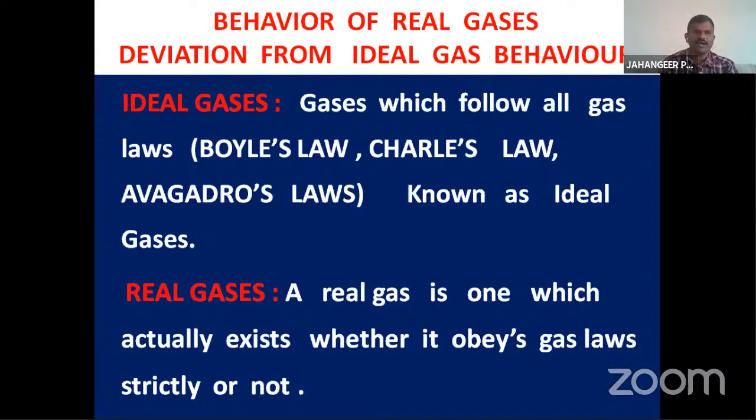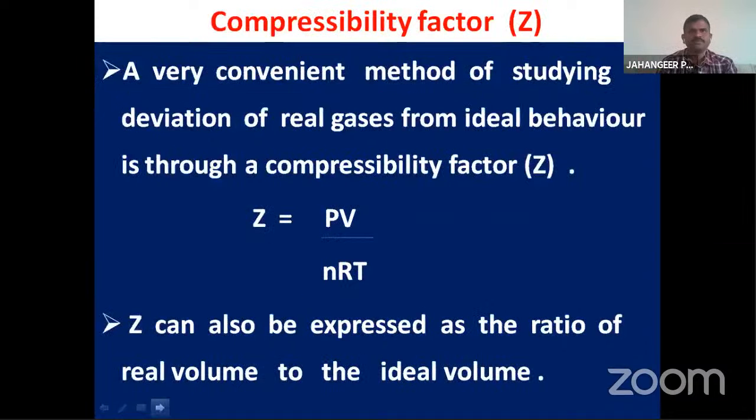The difference between ideal gases and real gases: an ideal gas completely and strictly follows the gas laws, while a real gas may or may not obey the gas laws. So what is the reason for the deviation of real gases from ideal gas behavior? We'll discuss that in the next continuation.